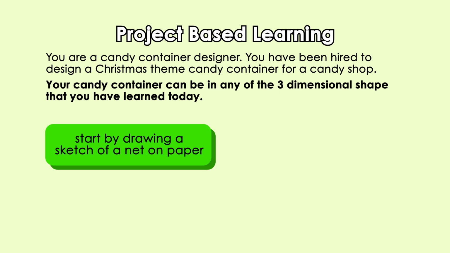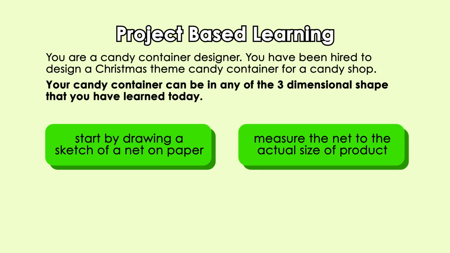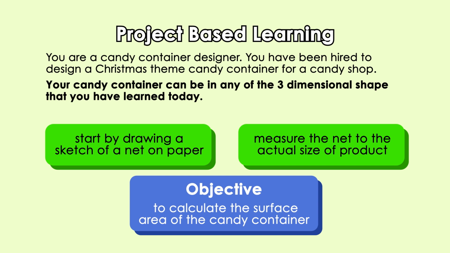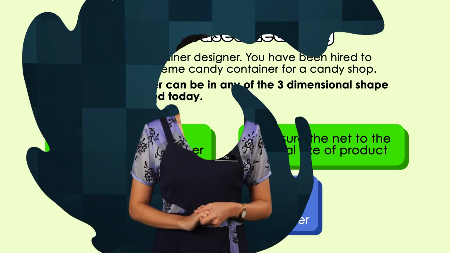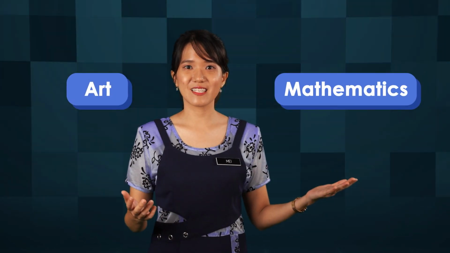You can start by drawing a sketch of a net on paper. Your net should be measured to the actual size of the product. Bear in mind, our objective is to calculate the surface area of the candy container. This project can be very interesting. It's a combination of maths and arts. Getting excited? Use your creativity to design the candy container after the lesson.